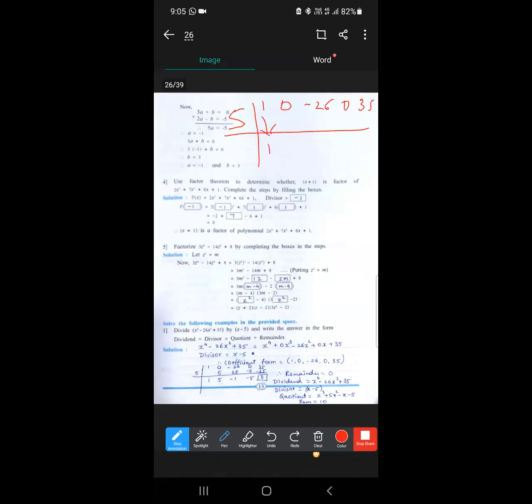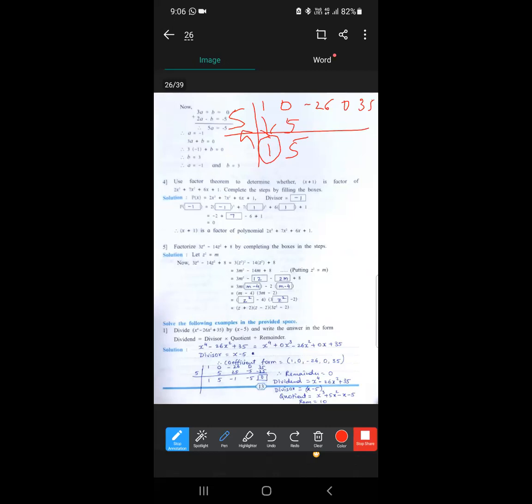Now what you will do, students, this first term you will bring down as it is, that is 1. The first coefficient in the synthetic division, you bring it down as it is. Now, whatever coefficient you have written, 1, you will multiply with the divisor, that is 1 into 5, it will be 5. Then 0 plus 5, it will be 5. It's simple, only the trick you should know.